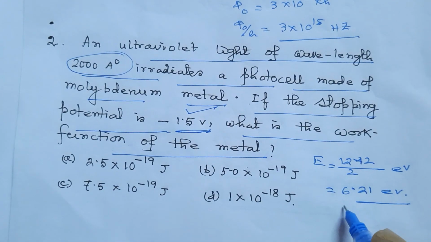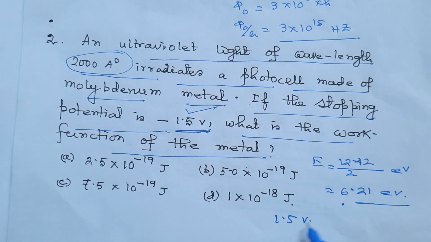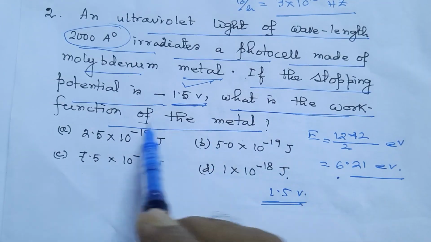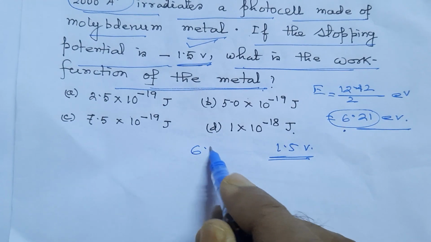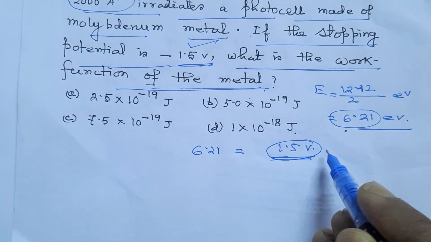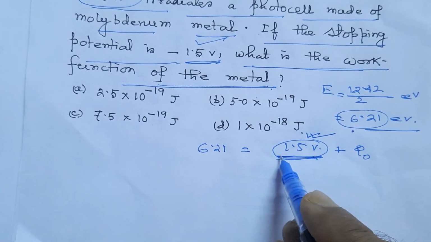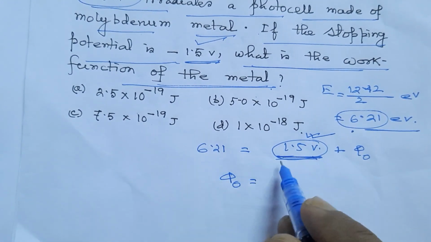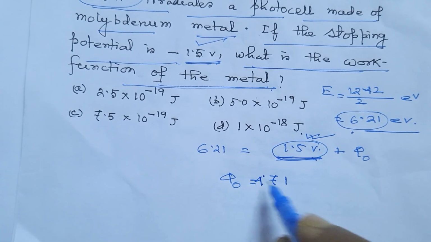So the maximum kinetic energy of the photoelectron is 1.5 volt. What is the work function of the metal? The incident energy is 6.21 volt. A portion is used as the work function and the rest of the energy is used as the kinetic energy of the electron, that is 1.5 volt. So phi 0 equals the difference between the two, that is 4.71 electron volt.